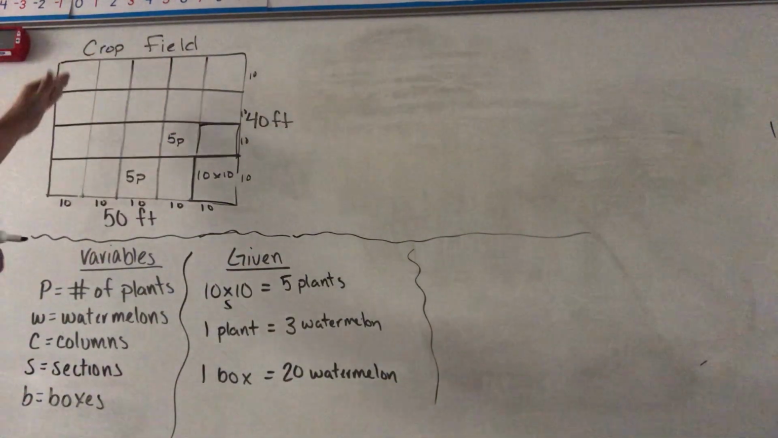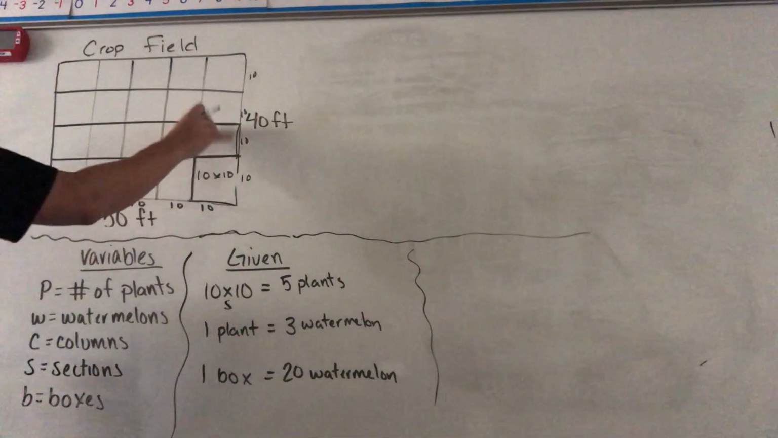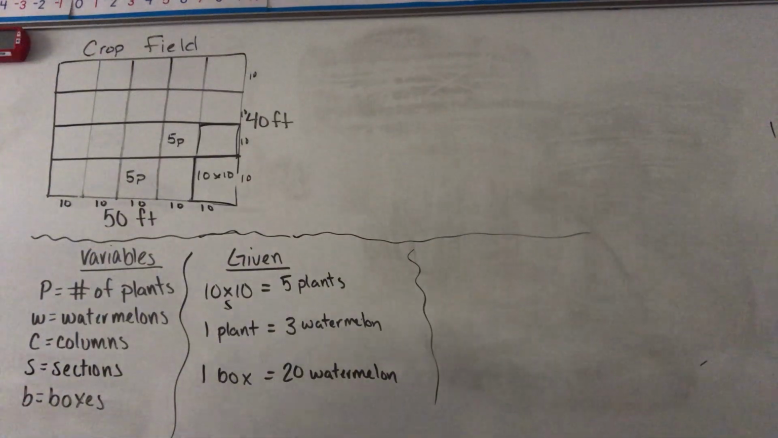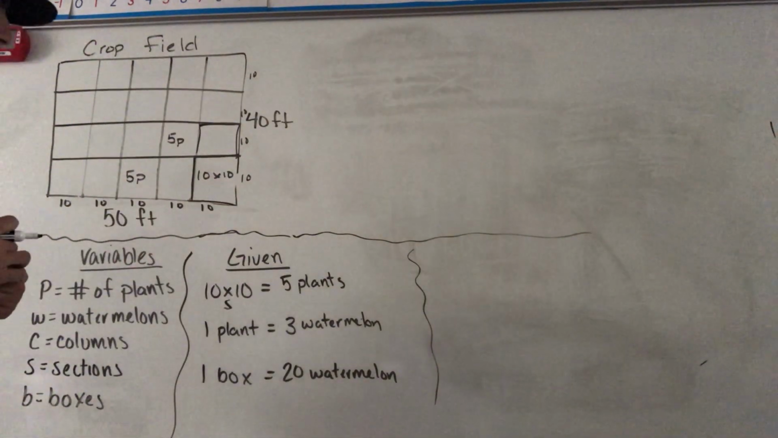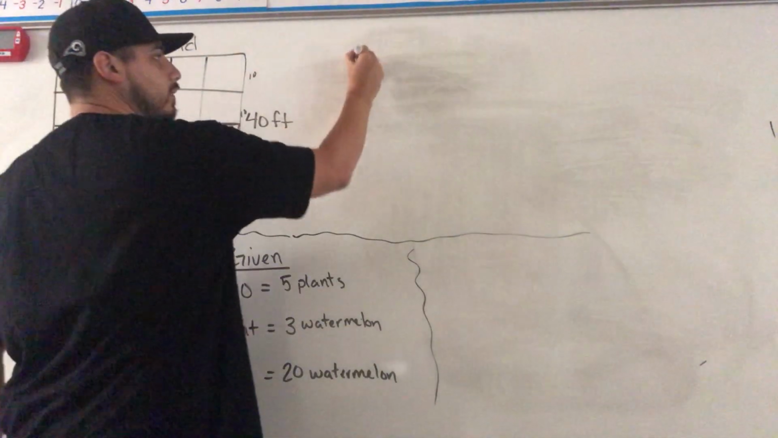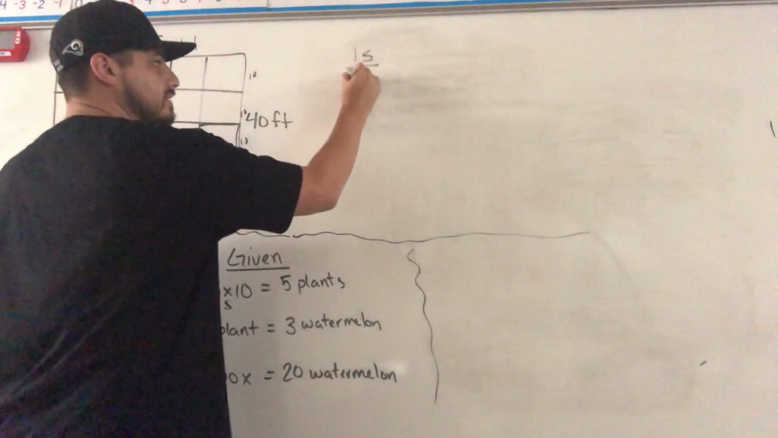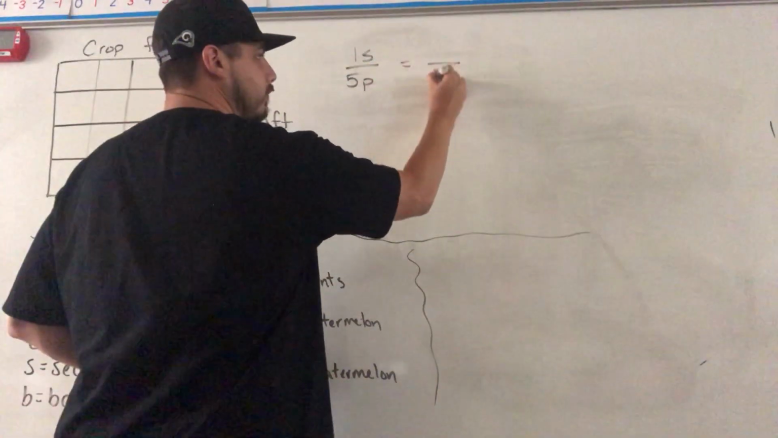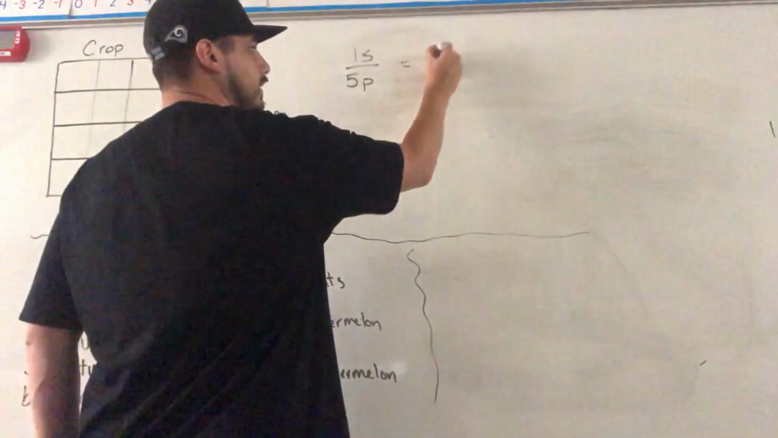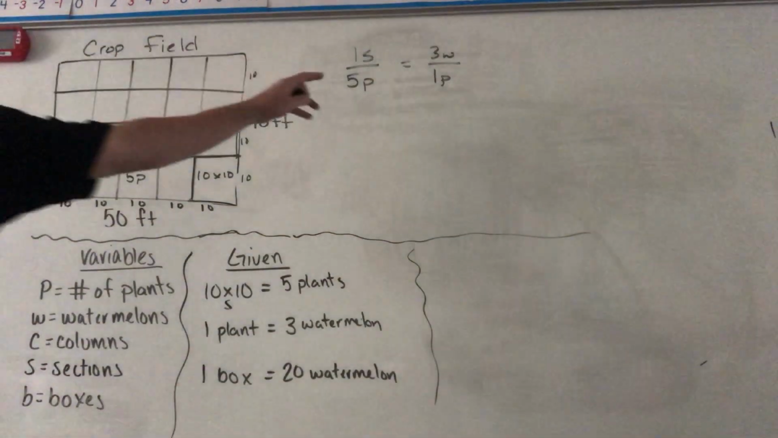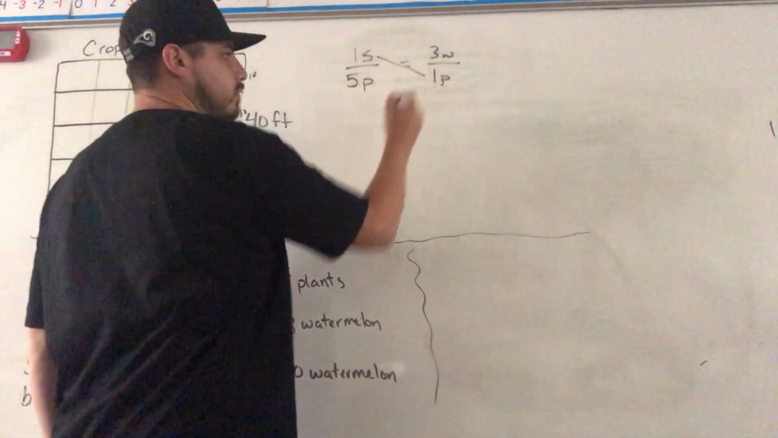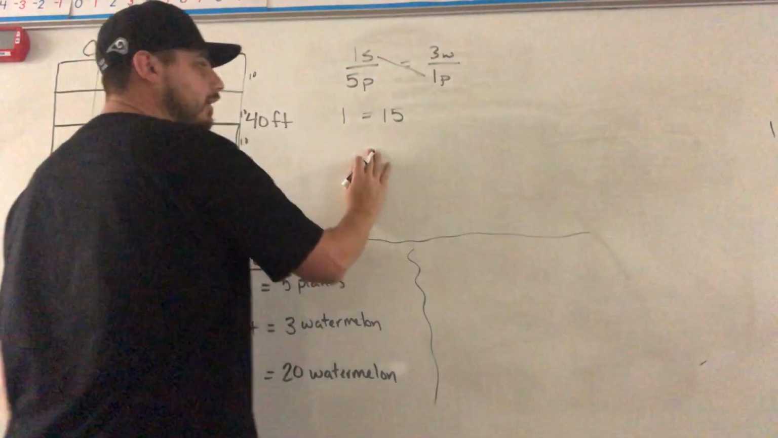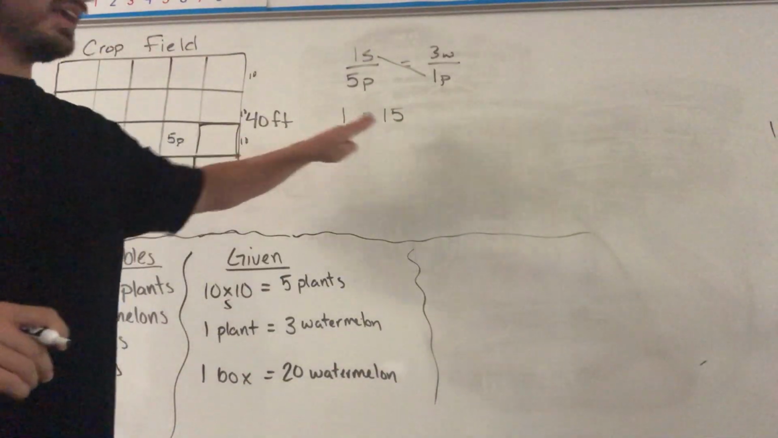Okay, so we split them up in different sections, all equal, 10 by 10, 10 by 10, 10 by 10. We all know that, and all by columns. So let's first figure out how many watermelon are going to be in each section. Well, for every one section, there is a total of 5 plants, and for every one plant, there is a total of 3 watermelon. So to solve this, we cross multiply. 1 times 1 equals 1. 5 times 3 is 15. So I know that there is going to be 15 watermelon in each section.